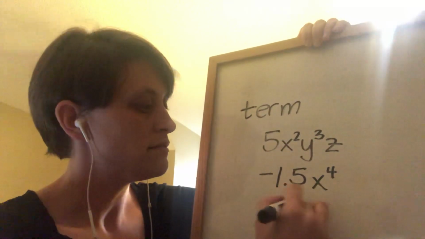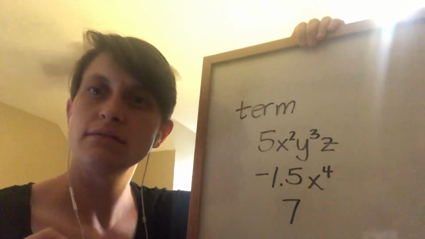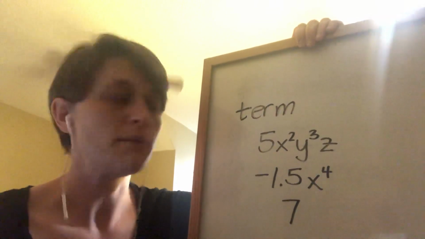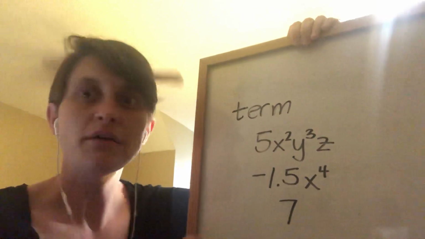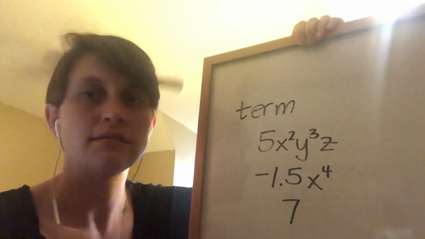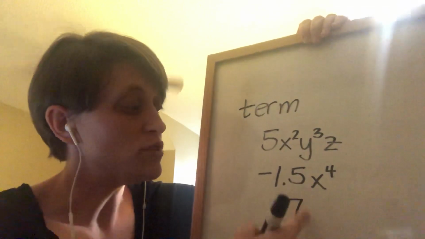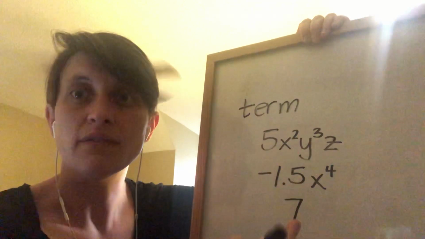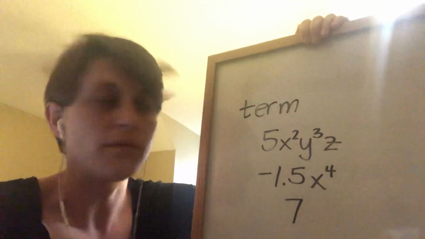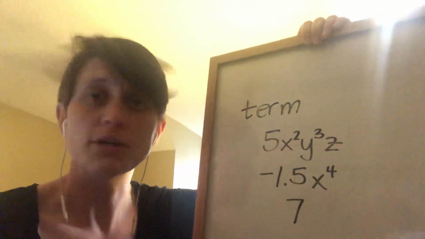What about just 7? Well, it's certainly a number, so that counts as part of the term. But also we have variables after this with non-negative integer exponents, namely 0. So if you don't see any variables over here, that's okay. It just means that the exponents are 0 there. So this also counts as a term.